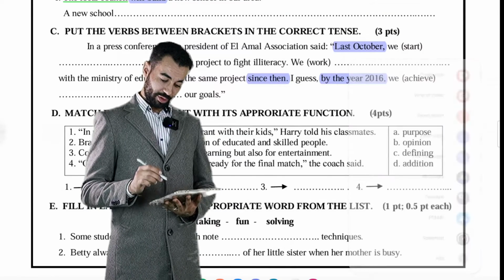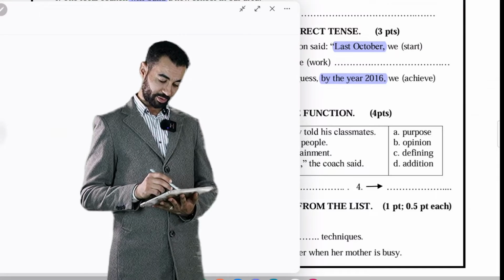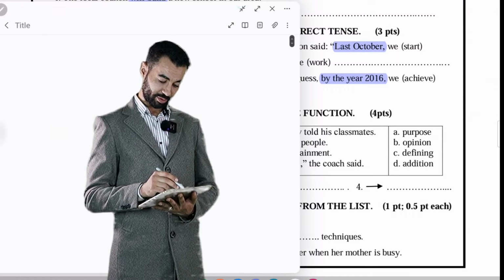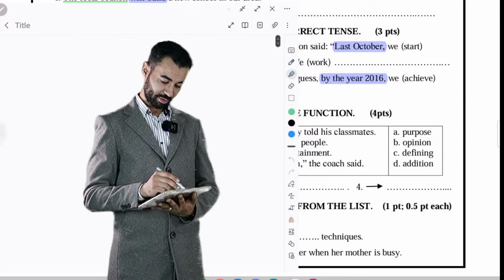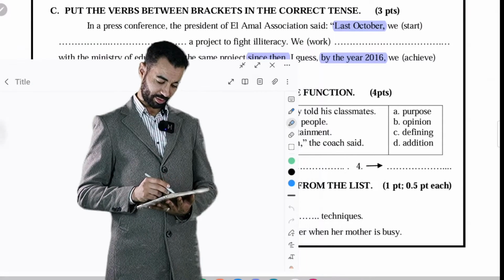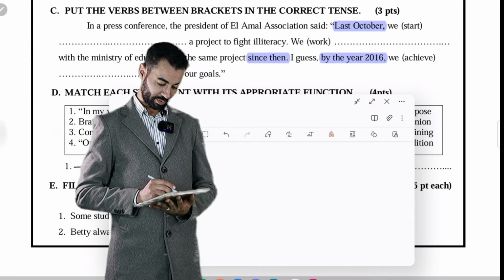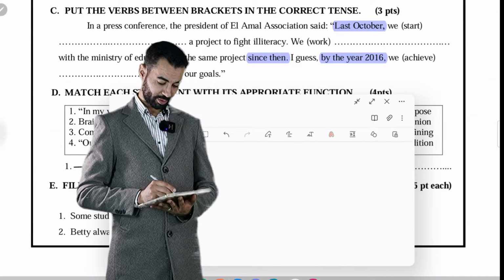Let me use a note. I guess it would be better for us to use a note. Okay, I'll adjust that. So we said that last October we started.